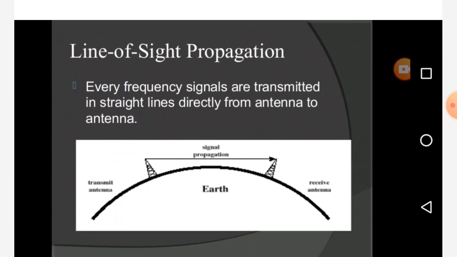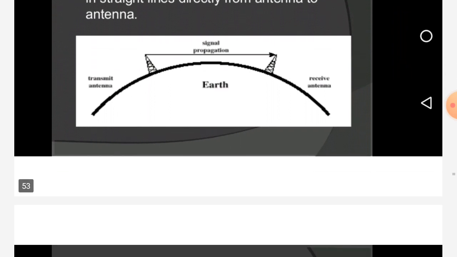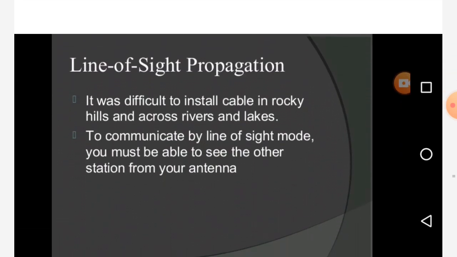Then this is the line of sight present in space wave. This is the next part of the line of sight.